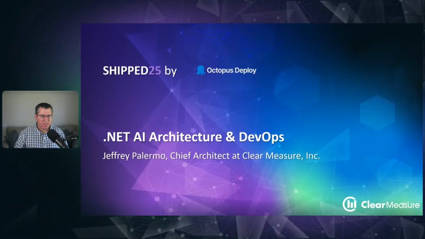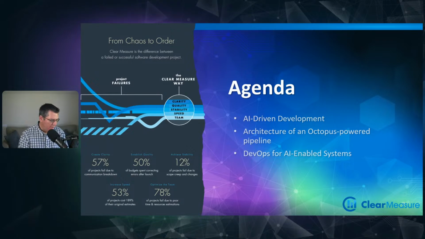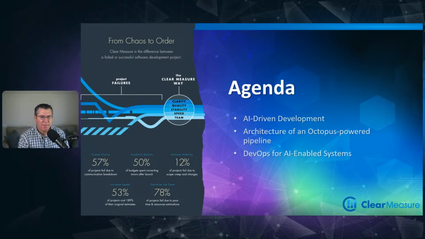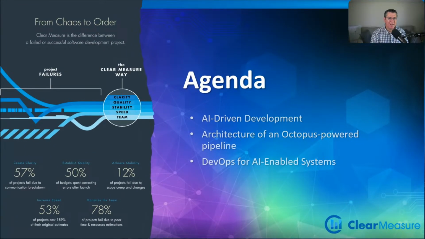Okay, so a quick agenda as we run through. I'm going to talk about AI-driven development a little bit. Then I'm going to talk about the architecture of an Octopus-powered pipeline when you are employing AI-driven development, and then I'll weave in some DevOps principles and practices for AI-enabled systems.